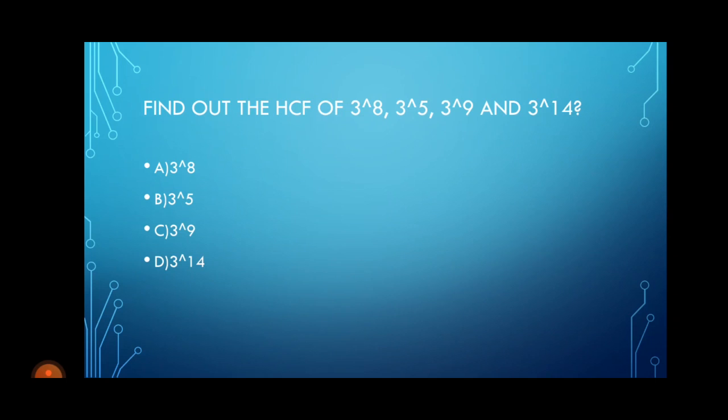Next question: find the HCF of 3 raised to 8, 3 raised to 5, 3 raised to 9 and 3 raised to 14. These numbers are included in the optional part also. To find the HCF, we take the lowest powered common value. Here the lowest powered is 3 raised to 5. So 3 raised to 5 is the answer.